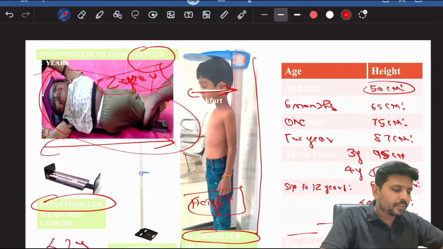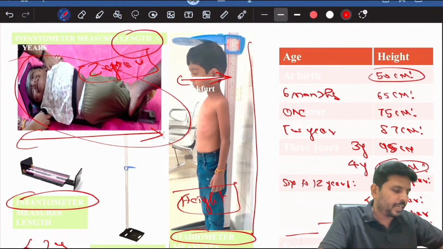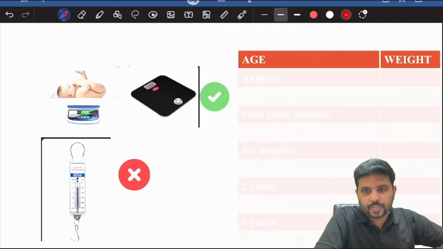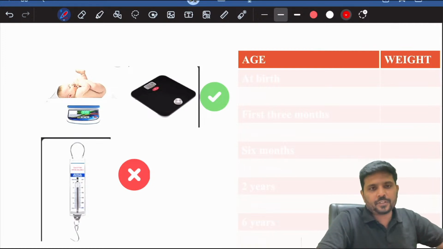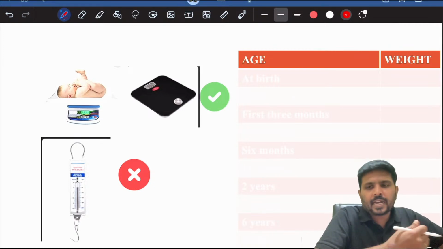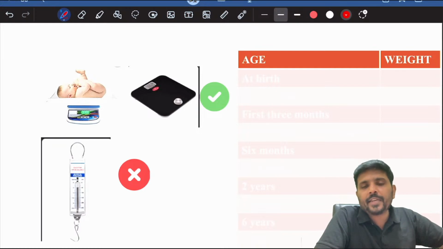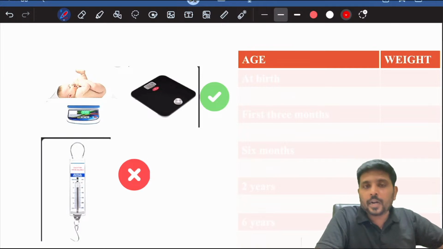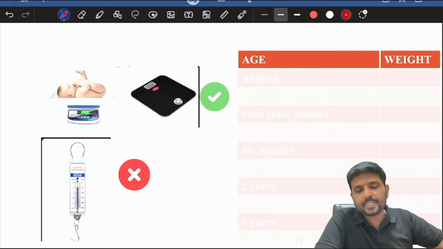So this is with respect to the height of the child. Second, then comes the weight of the child. So how to measure the weight of the child? See, this anthropometry is very, very important whenever you attend a viva in your pediatric examination, and also one question will definitely be asked in your entrance examination.